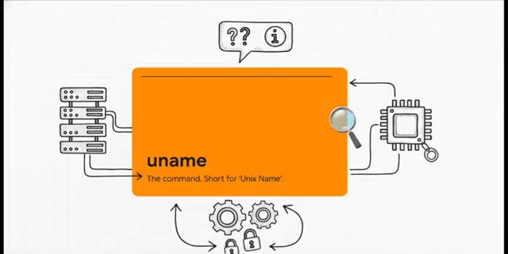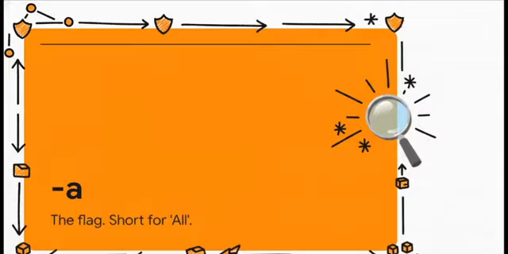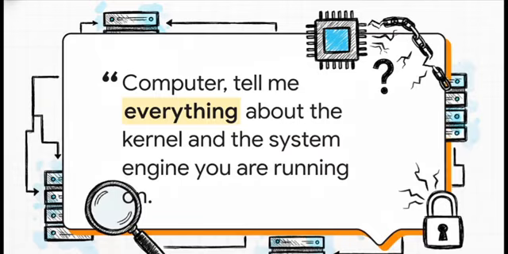The first part, uname, that's the command itself. It's just short for Unix name. It's basically our way of asking the system to tell us its name, to identify itself. And the second part, that little -a, is what we call a flag. It modifies the command. And it's short for all, which tells uname that we don't just want one piece of information, we want every single thing it can tell us. So you put it all together, and uname -a is just our way of saying, hey computer, tell me everything about yourself. Tell me about the kernel, the system, the whole shebang. Just like that, you stopped asking for permission and you started asking for the truth.